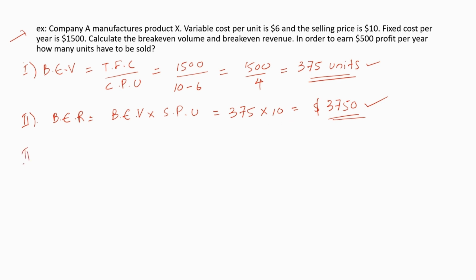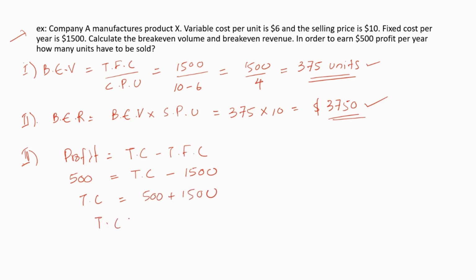Now let's do the third requirement. In order to earn 500 profit per year, how many units have to be sold? We know the formula to calculate profit. Profit is equal to total contribution minus total fixed cost. They have given the profit. Profit is $500, which is equal to total contribution minus total fixed cost. Fixed cost is 1500. Total contribution is equal to 500 plus 1500. So total contribution is equal to $2000.